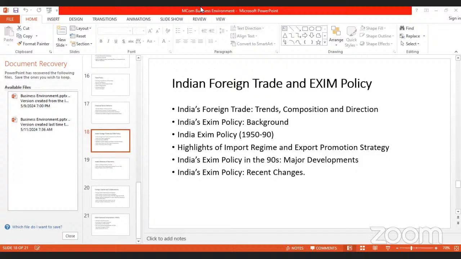So what were these? Incentives and subsidies were given. Then there was the provision for export processing zones (EPZs), which provide infrastructure and fiscal incentives for export industries. And the third one was trade promotion organization. A few examples of trade promotion organizations are ECGC, that is Export Credit Guarantee Corporation, and the next one is India Trade Promotion Organization, that is ITPO. So that was the concept of export promotion strategy, right?